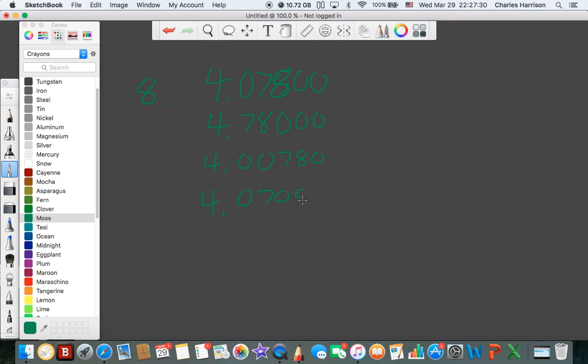7, 0, 8, and then 0 again. And then let's write this one as well. 0, 0, 0, 7, 8. And then the last one, 4.07008. All right. If you write them vertically like this, it also allows you to see which one's biggest.